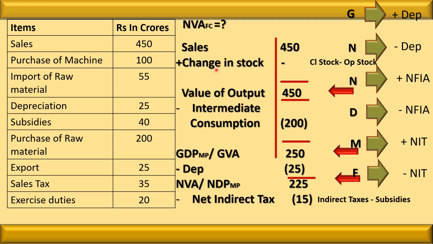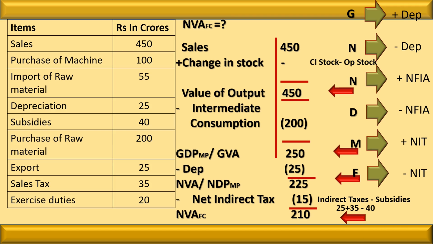Then what we have to do? The second thing that we have to do is convert MP into FC. To convert MP into FC, what we have to do? We have to deduct net indirect taxes. What is net indirect taxes? It means indirect taxes minus subsidy. Here the indirect tax is 35 plus 20 and the subsidy is written over here. What is the value of the subsidy? 40. So 25 plus 35 minus 14, it will be 15. So we will get domestic income, that is 210.